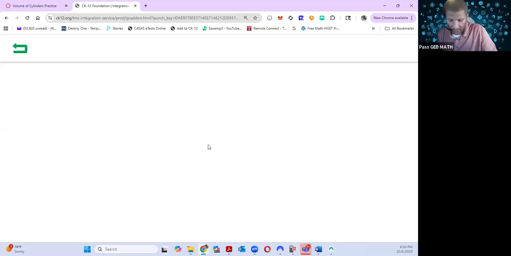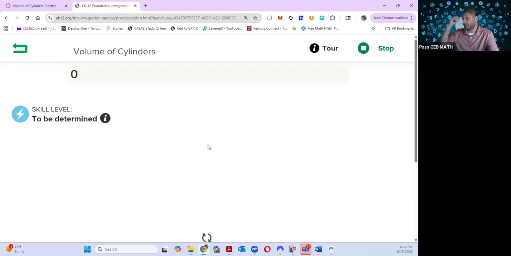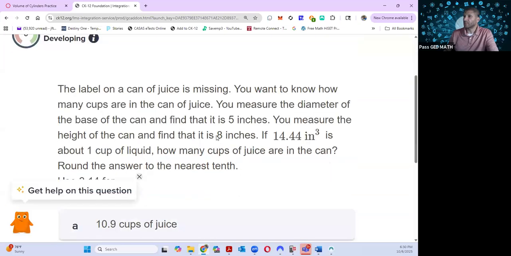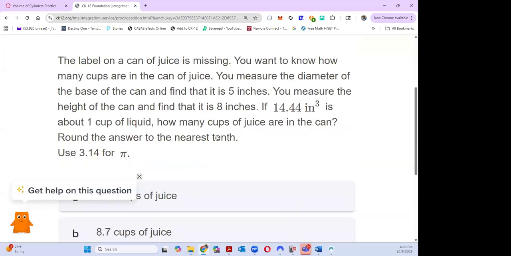Everybody should have the sheet out. Everybody should have a calculator out. All right, let's look at this problem real quick on the sheet.